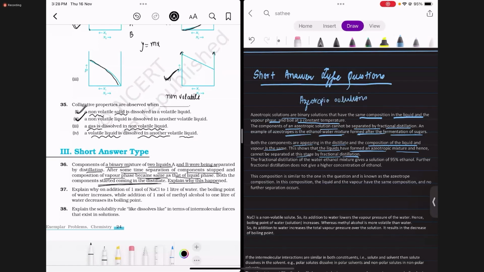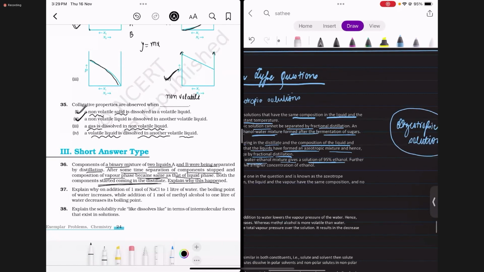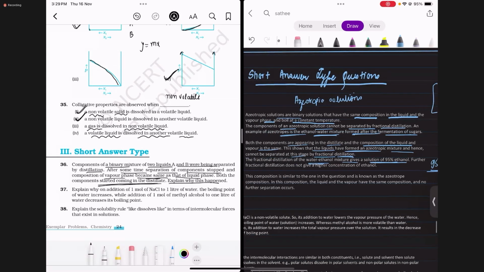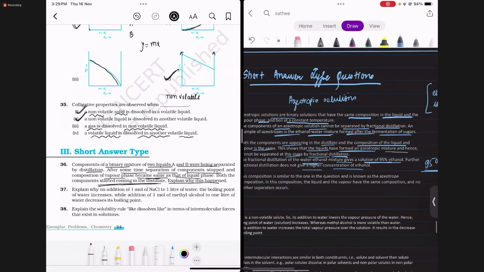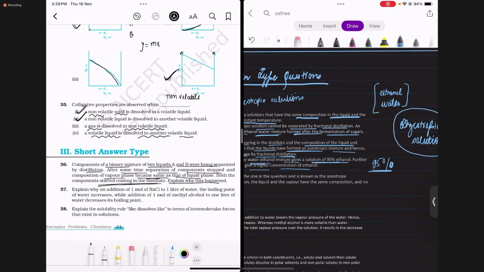So fractional distillation of the water ethanol mixture gives a solution of 95% ethanol. यानी कि 95% ethanol तक तो separate हो गया, पर यहाँ इस limit के बाद the solution of ethanol and water formed an azeotropic solution, and because it formed an azeotropic solution, further fractional distillation cannot take place. 95% से हम 100% इथानॉल को separate नहीं कर पाएंगे by fractional distillation.